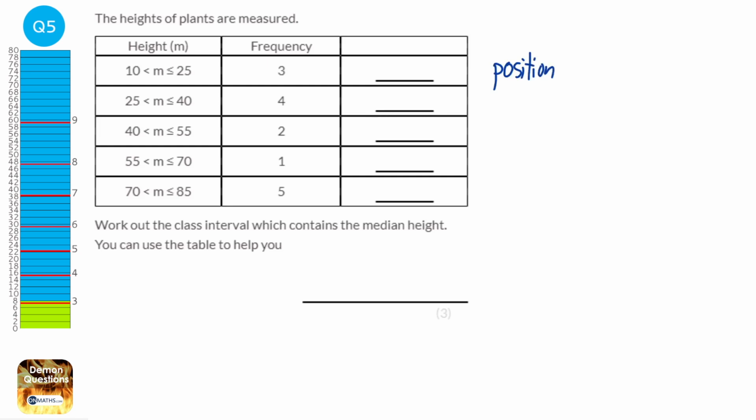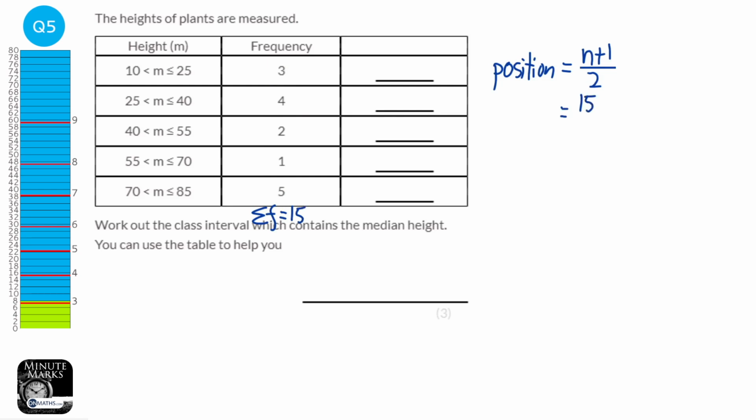Now, the median will always be in the (n plus 1) divided by 2 position. So we need to find out what n is, and we do that by adding up all the frequencies there. So let's add those together, and you get the sum of f. So those add up to 15. So if you do 3 plus 4 plus 2 plus 1 plus 5, you get 15.